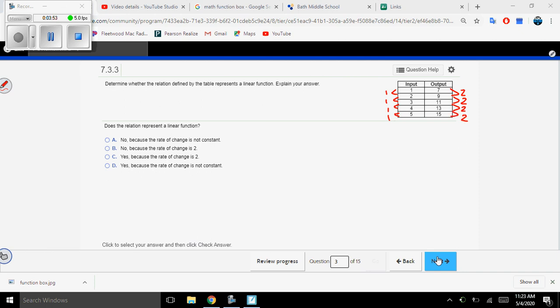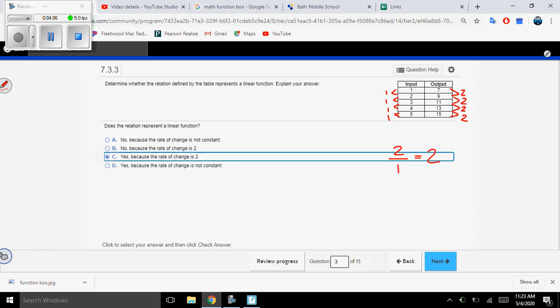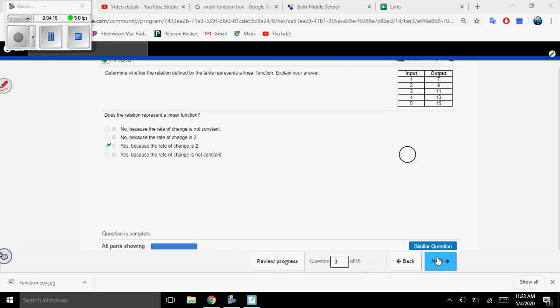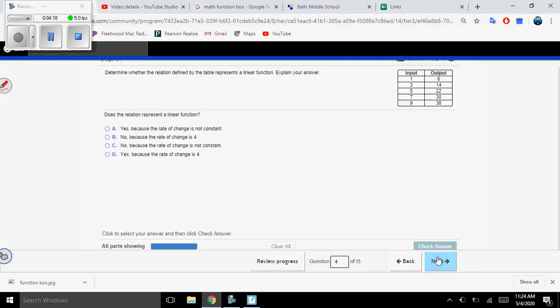So in each of these instances, we have a rise over run of 2 over 1, a rate of change of 2 over 1. So we do believe that the rate of change is constant and the rate of change is 2. So my answer should be C here. All right, moving on to question number 4. On question number 4, once again, determine whether it's defined in this situation. So once again, we notice this is 2, 2, 2.